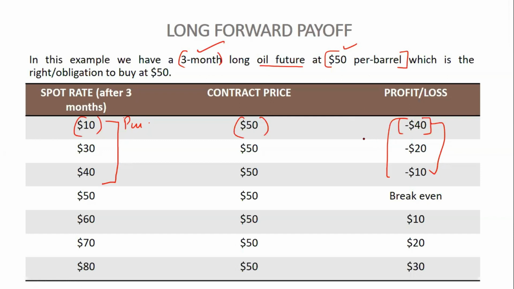That means if the spot price in future is less than the contract price, the position holder will be at a loss. Break even means no profit, no loss. So after 3 months, if the oil price is exactly 50, it is a no profit, no loss situation. But after 3 months, if the price of oil per barrel is more than $50, that means this position is profitable, right? Let's look at the payoff profile.